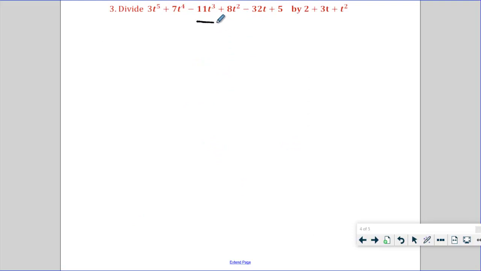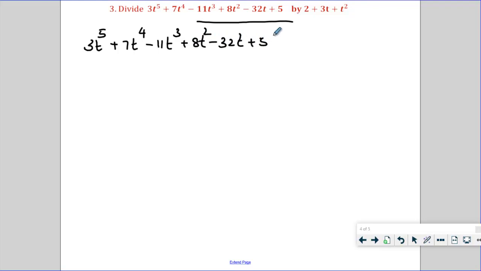Now here we want to divide two polynomials. First one, you have to check the power. Power is t power 5, here 4, 3, 2, 1, 0. So that first polynomial, no need to do any modification, you can write as it is. Minus 11 t power 3 plus 8 t square minus 32t plus 5. This polynomial we can divide by the second polynomial.